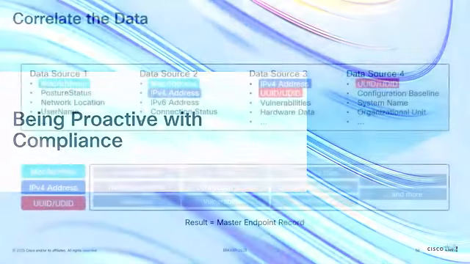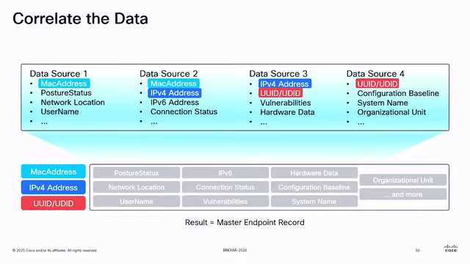So, being proactive with compliance. I've said this a couple times, it's what's on the slide. We've got all these data sources. We're not relying on just one. One gets us a lot of data, as you saw with what ICE can do. But then we also can use all of those other tools that are doing all those managements for all the different endpoints that you may have. And we're tying all that together with common attributes across all of those data sources. So MAC address to MAC address, IP address to IP address, UUID to UUID. And now I have all of these data elements for every single one of these endpoints.